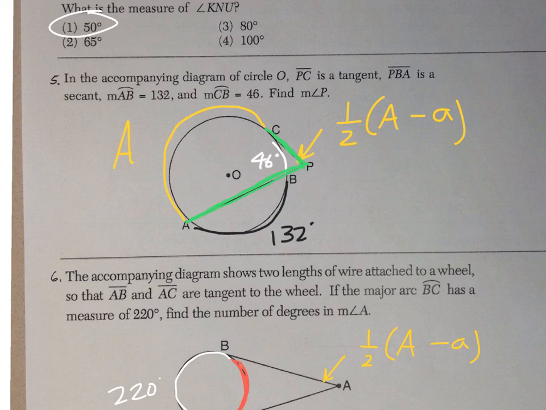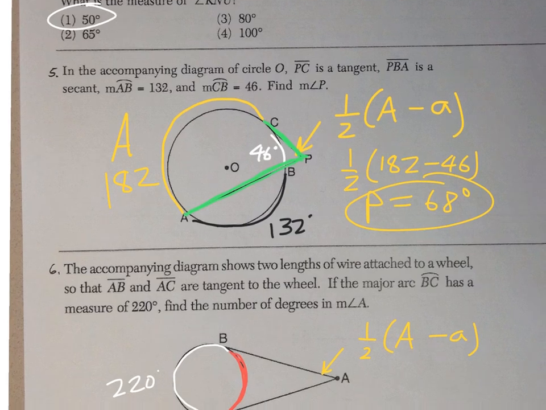All three degree measurements have to add up to 360. So A would have to be 182 to complete the 360-degree round trip. And then using those numbers in the formula, it would be 182, take away 46, divided by 2, which would be worth 68 degrees for angle P.